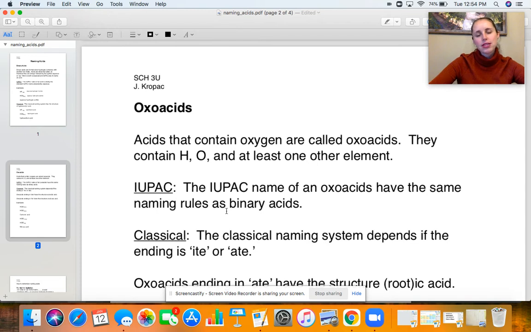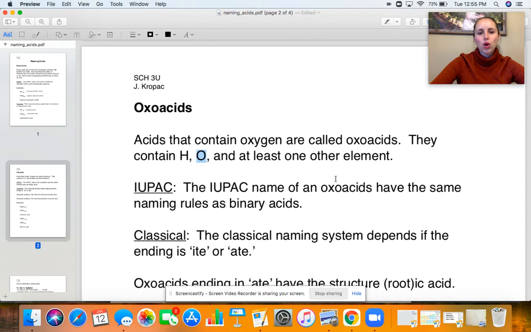So next up, we are going to look at our second type of acid. That was binary acids. We're going to take a look at what we call oxo acids. I'm really hoping that you guessed that an oxo acid probably has oxygen in it. Oxo just stands for oxygen. So they're acids that contain oxygen. They're called oxo acids. They contain a hydrogen, they contain an oxygen, and at least one other element.